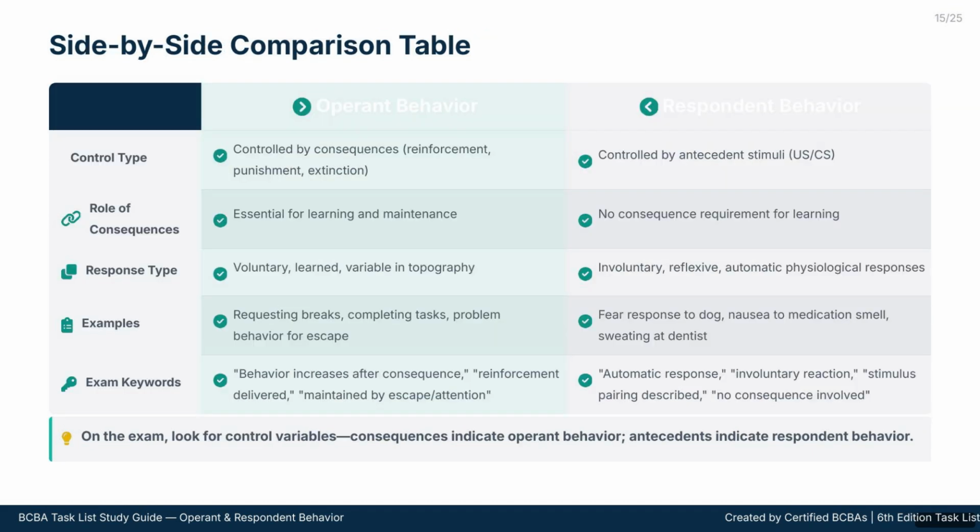This table summarizes the key exam distinctions. Operant behavior is consequence-controlled and requires reinforcement for learning and maintenance. Respondent behavior is antecedent-controlled and does not require consequences. Operant responses are voluntary and variable. Respondent responses are involuntary and reflexive. On the exam, control variables, not surface features, determine classification.